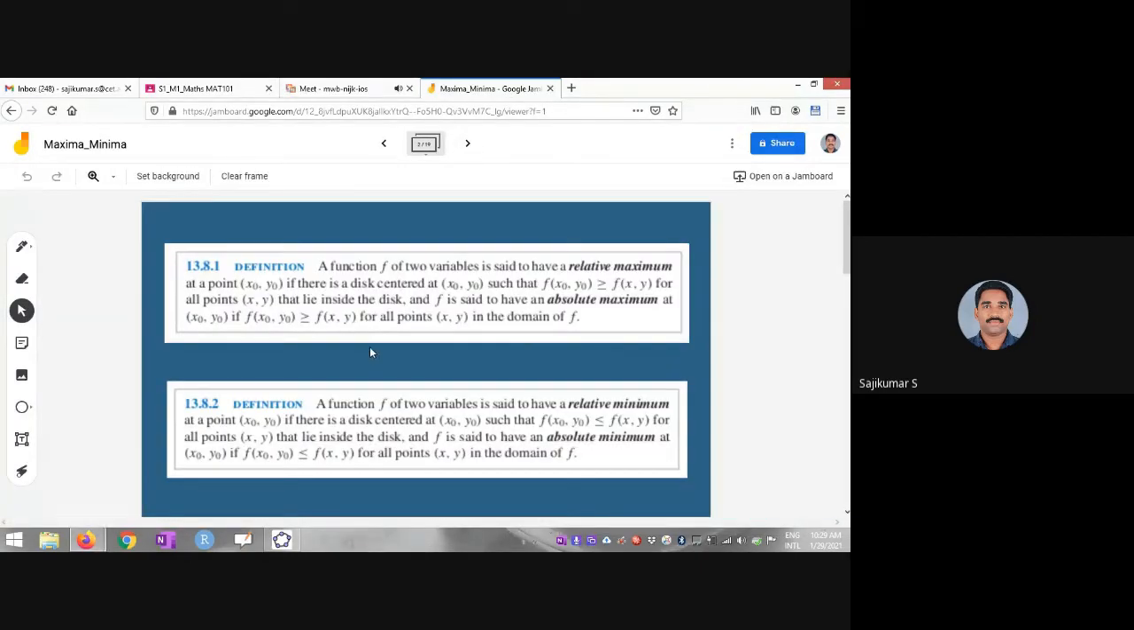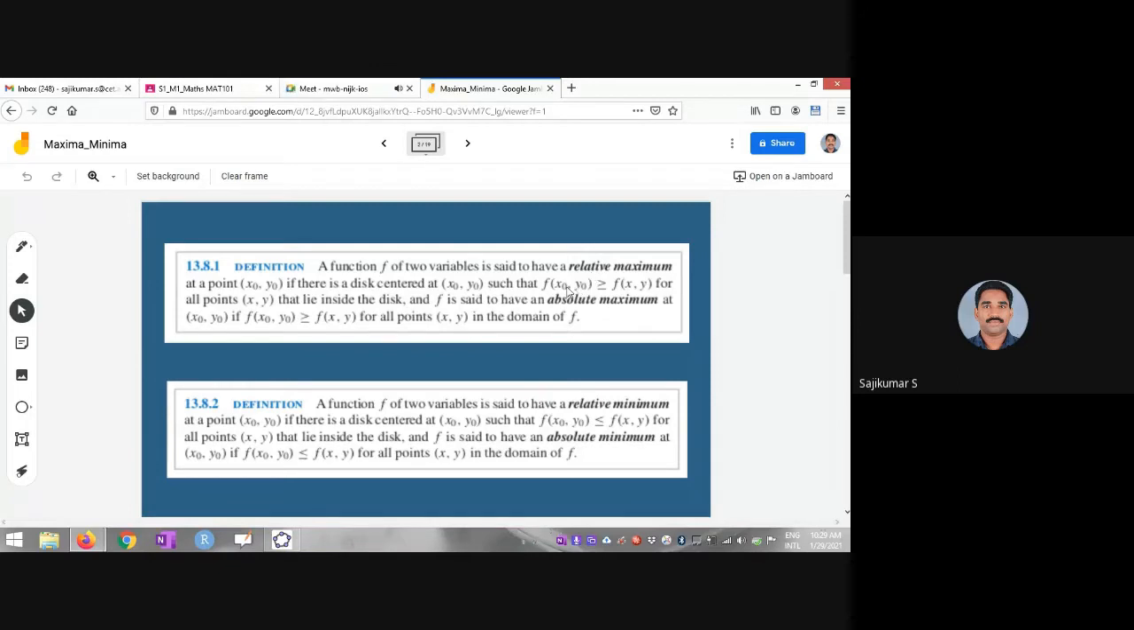So first of all, we have the definitions: relative maxima, relative minima, absolute maxima, absolute minima. A function of two variables is said to have a relative maximum at a point (x0, y0) if there is a disk centered at (x0, y0) such that f(x0, y0) is greater than or equal to f(x, y) for all points (x, y) that lie inside the disk. And f is said to have an absolute maximum at (x0, y0) if f(x0, y0) is greater than or equal to f(x, y) for all points (x, y) in the domain of f. So these are the definitions of relative maxima and absolute maxima.